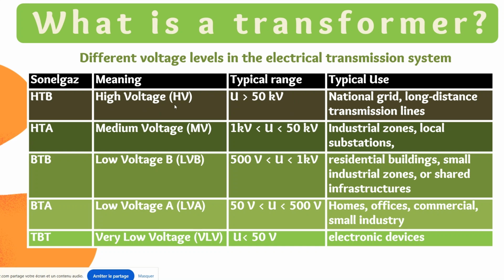For example, if we say a power station is connected to a high voltage, that means the typical range is bigger than 50 kilovolts. And if we say that we are transmitting electricity via long distance transmission lines, that means the voltage in these wires is greater than 50 kilovolts. Okay, we have the medium voltage.